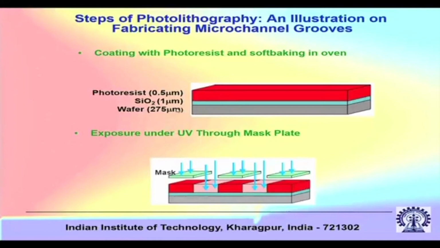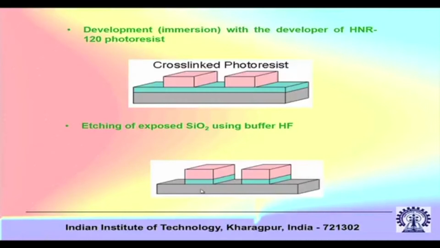So you have a wafer, with typical dimensions like this 275 micron. On top of that is SiO2, which is the blue layer, 1 micron, then photoresist 0.5 micron, then exposure under UV through a mask plate. So this is the mask; you can see the mask is blocking the UV light and this part is allowing the UV light. When this UV light comes, you have the cross-linked photoresist after you develop with the developer. A typical developer is HNR 120, this is just an example of a developer.